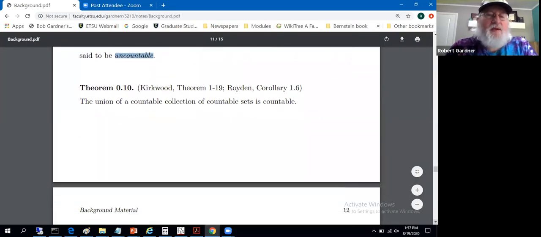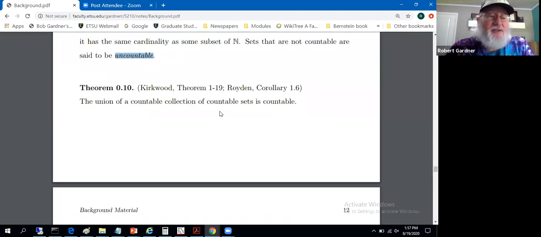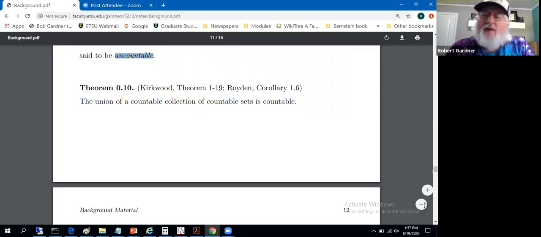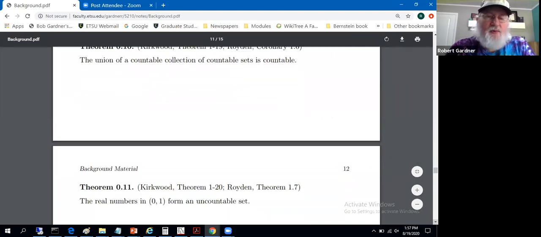Some results about cardinality. The union of a countable collection of countable sets is countable. So in a sense, you start with everything countable, you're stuck with countable. You've got a countable collection of countable sets. That's a bunch of sets, and each set is big, infinite potentially. Countable collection, still countable. A countable union of countable sets is countable.